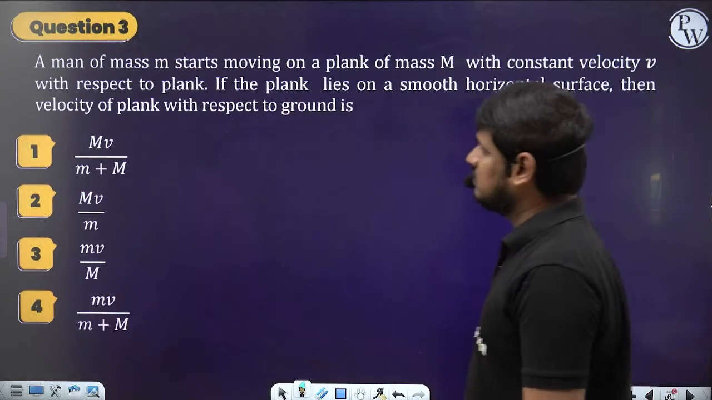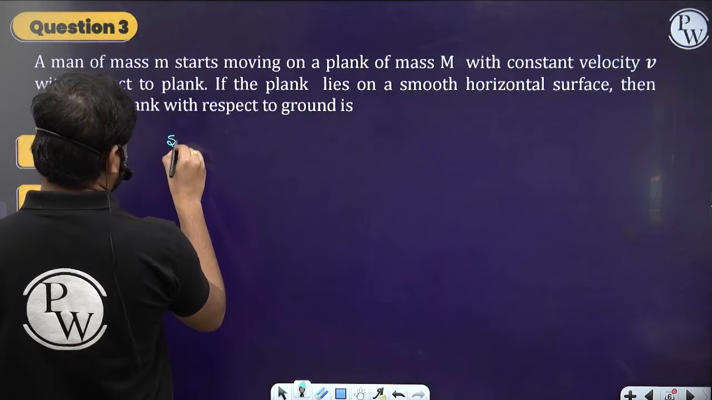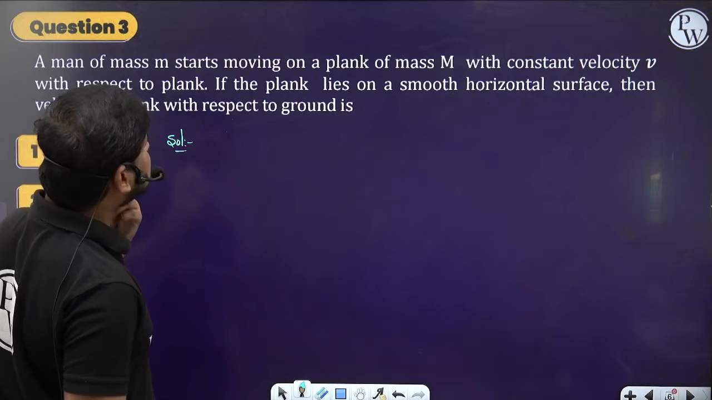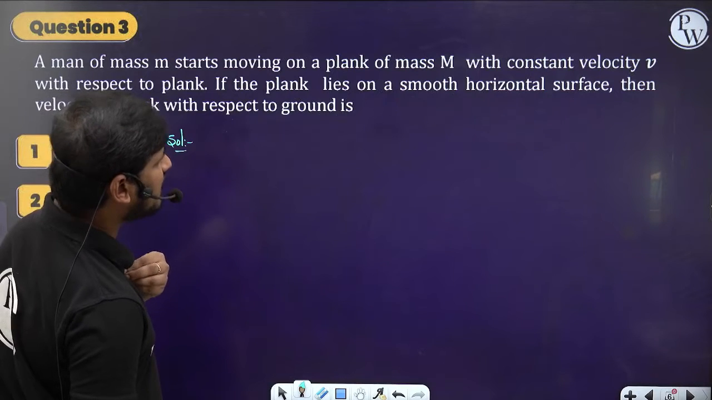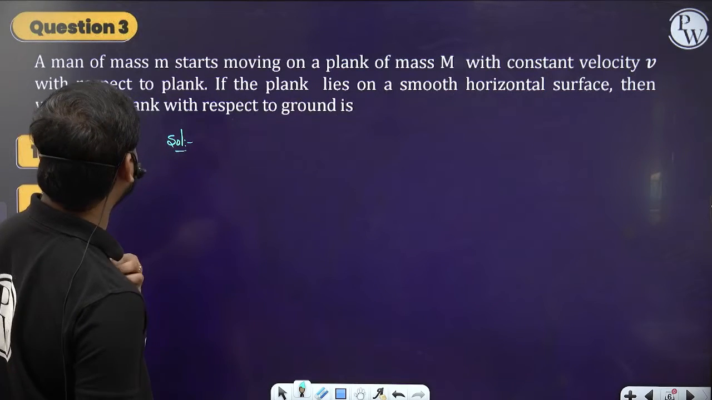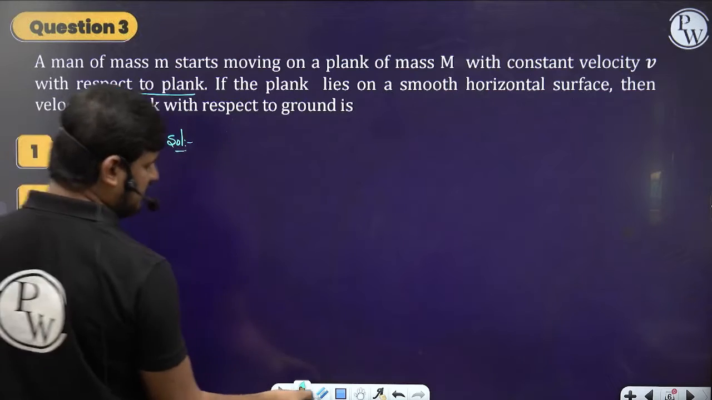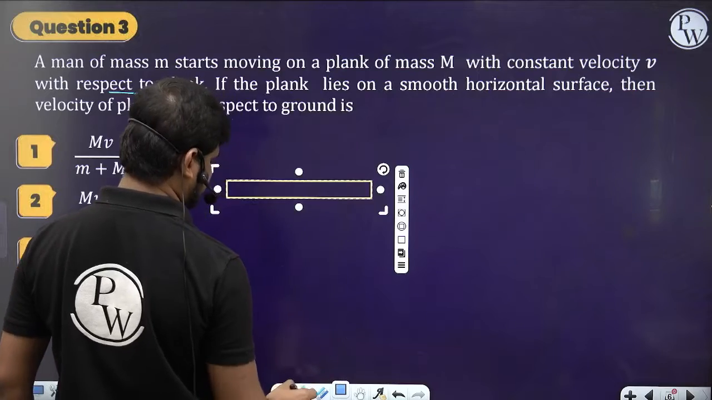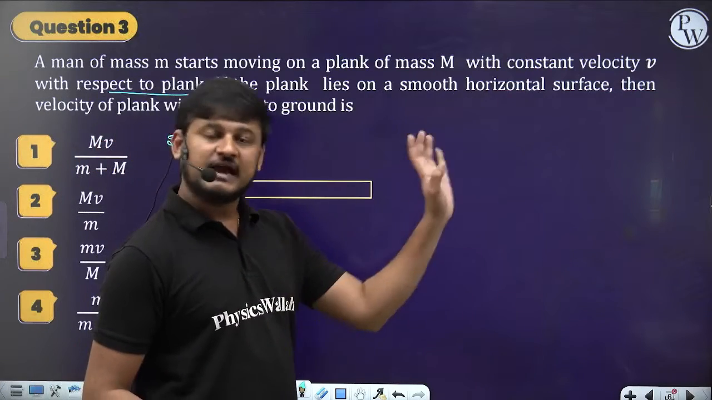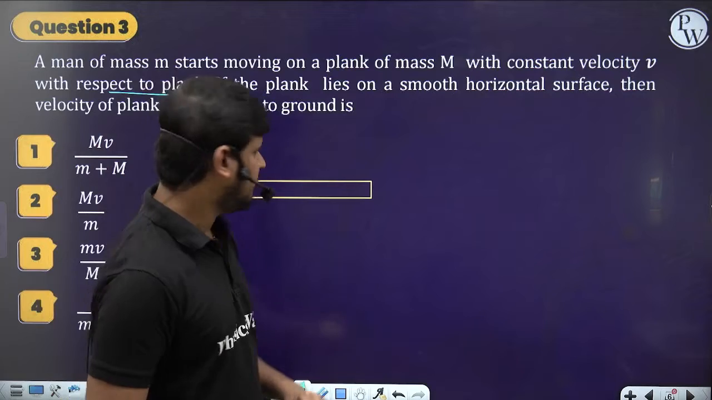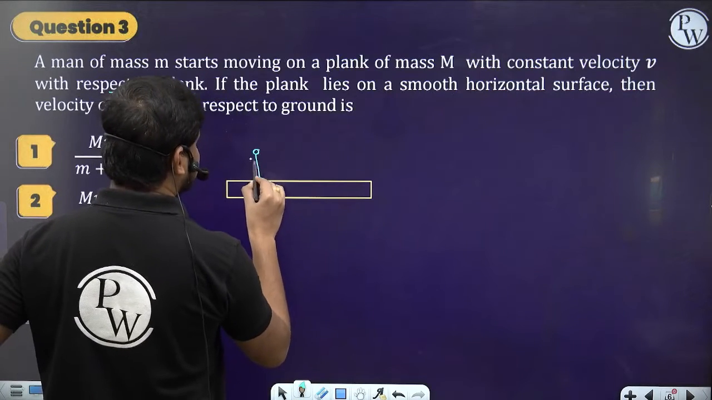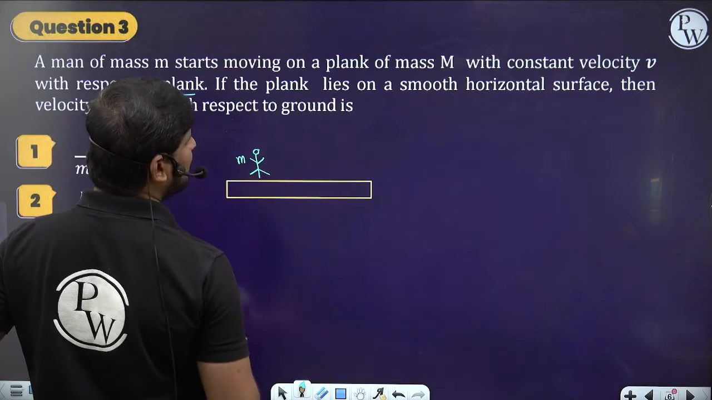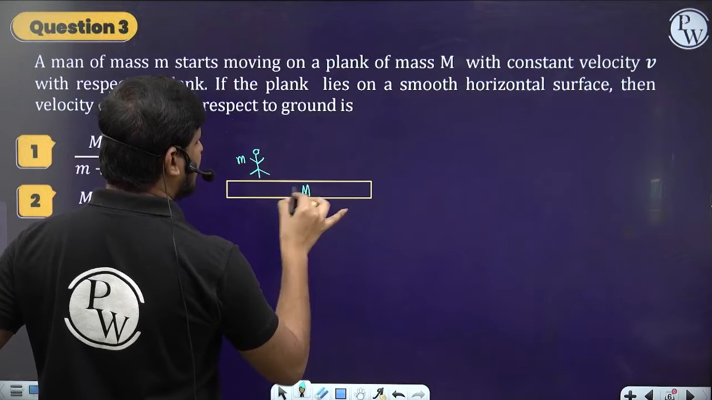Let's solve one more question. What does the question say? A man of mass m starts moving on a plank of mass M with constant velocity v with respect to the plank. Two concepts are combined in the previous question and this question: relative velocity and the conservation of linear momentum. Here is a person of mass m, moving on a plank of mass capital M.